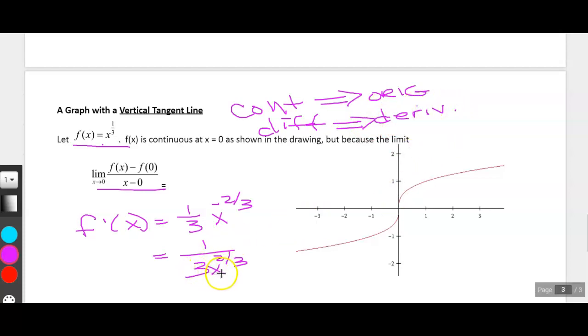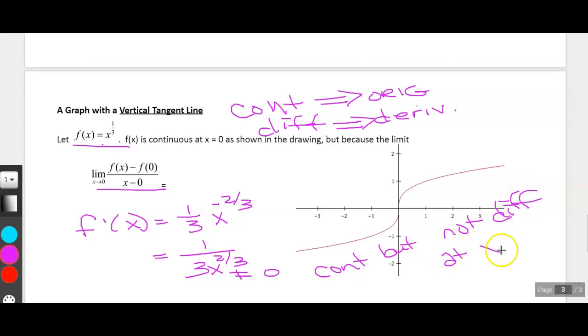So here, if I have a denominator and this is my derivative, I know I can't plug in 0. And so that means at 0, my graph is not differentiable. It is continuous because I can take the cubed root of anything, but I'm not able to, when I take the derivative, plug in 0. So that's another way that you can tell mathematically. So it is continuous, but not differentiable at x equals 0. All right?